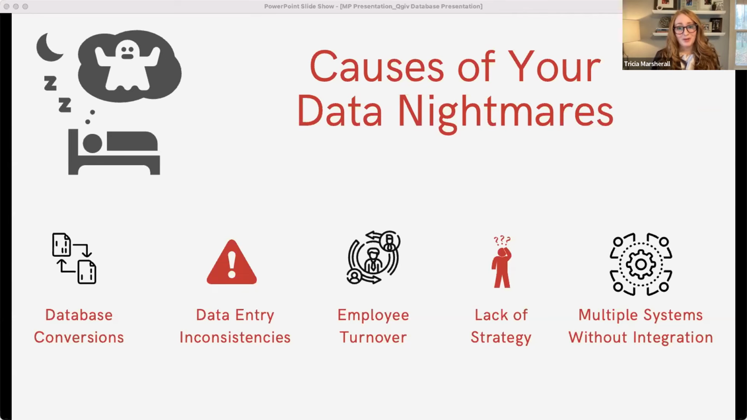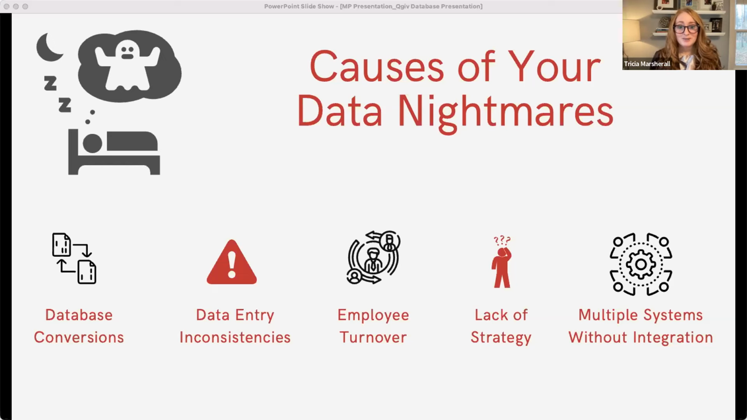Employee turnover. When your long-term employees leave, especially those who have been within your database administrative position for many years, sometimes so too does that historical data entry knowledge. For those of you who have small shops, a lot of that knowledge, of course, is in the heads of whether it's our database administrator, our gift officers, whomever it may be. It can be challenging because you don't have the time to write down and document what your processes and procedures are. So when there's turnover in those positions, that can be very challenging.